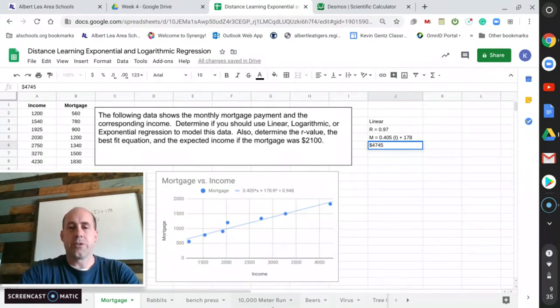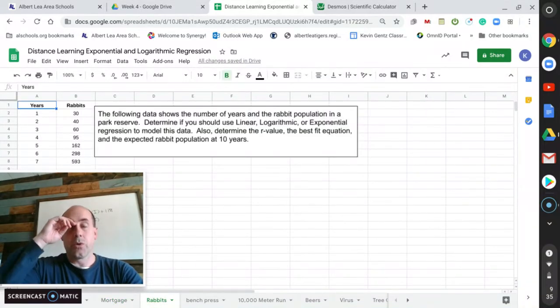Let's look at a little bit different situation here. Okay, rabbits. The following data shows the number of years and the rabbit population in a park reserve. So we have determine if you should use linear, logarithmic, or exponential regression. Determine the R value, best fit equation, expected rabbit population after 10 years.